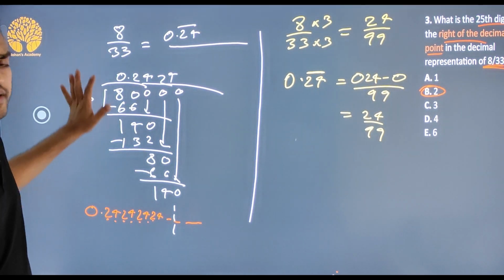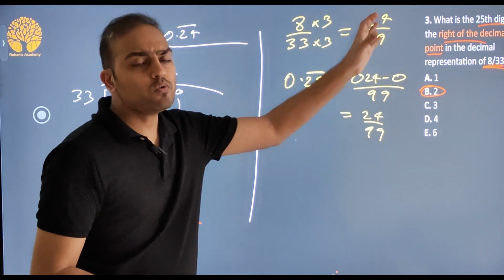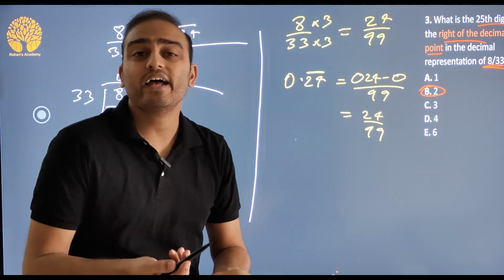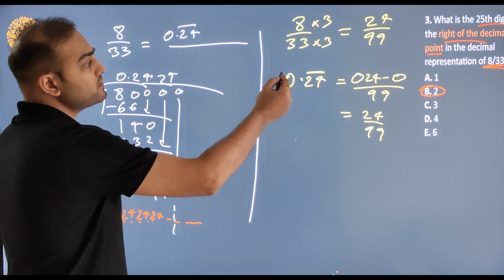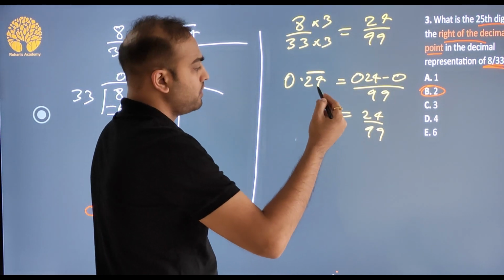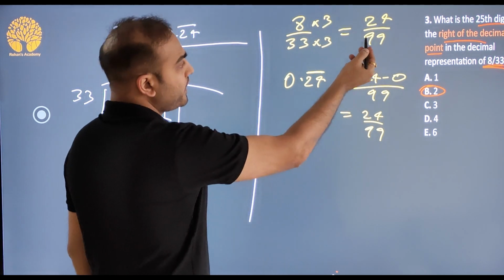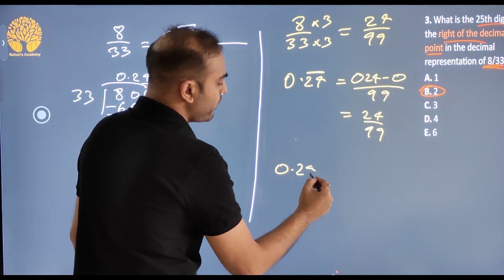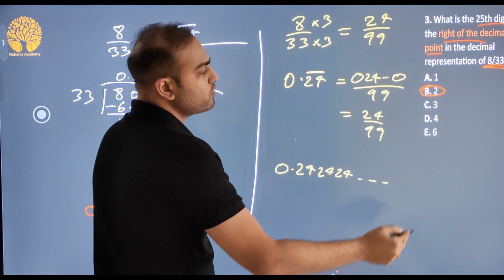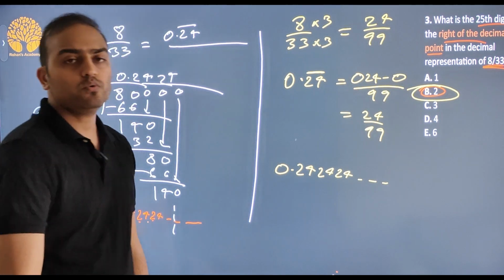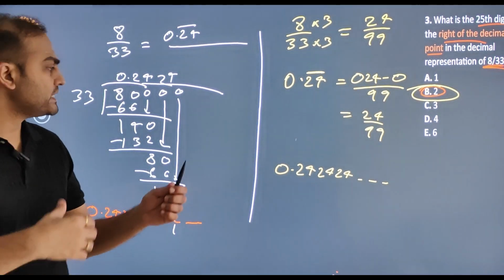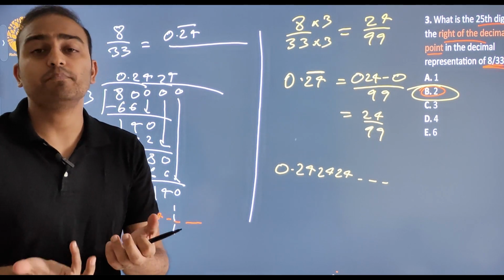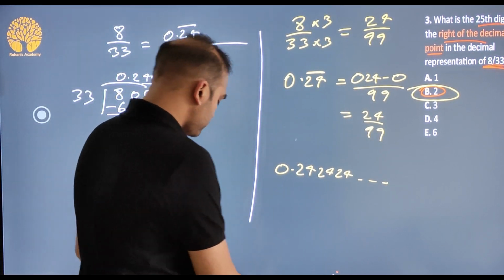So instead of solving the table of 33, what did we do? We converted this fraction into a fraction that we understand more easily, and that is, we converted this to 99. 24 by 99, which is 0.24 bar. Again, I have the same step. So I know this is 0.242424. I know the 25th digit is going to be 2. So don't just start solving. Try and think if you can apply the concept that you have learned.